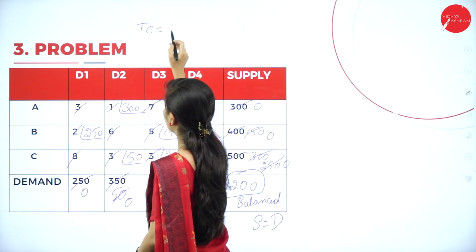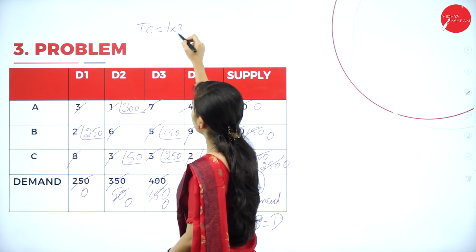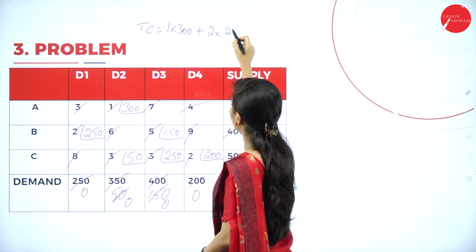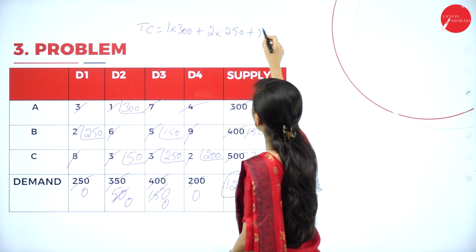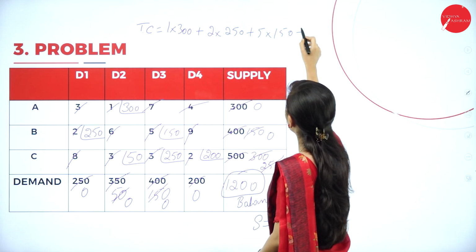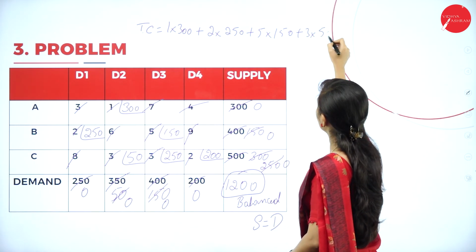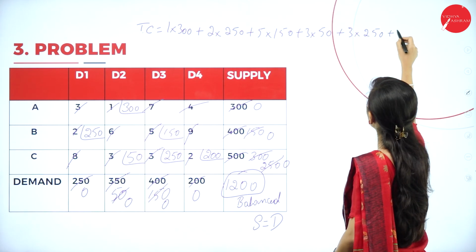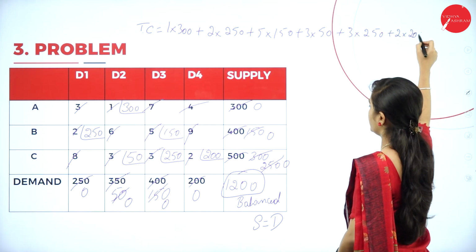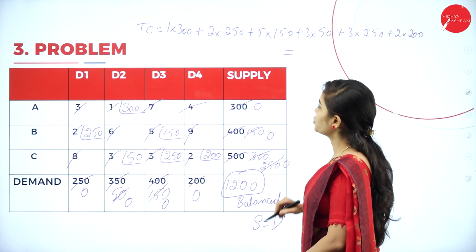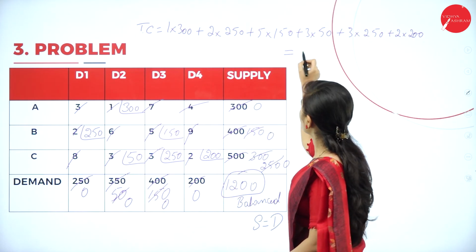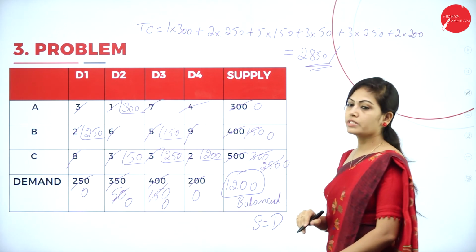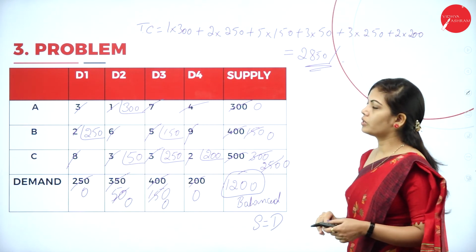Transportation cost is equal to 1 into 300 plus 2 into 250 plus 5 into 150 plus 3 into 50 plus 3 into 250 plus 2 into 200. Your transportation cost is 2,850. 2,850 rupees is your transportation cost.